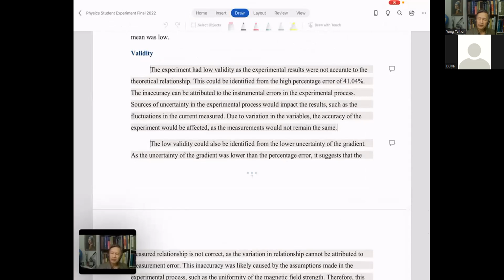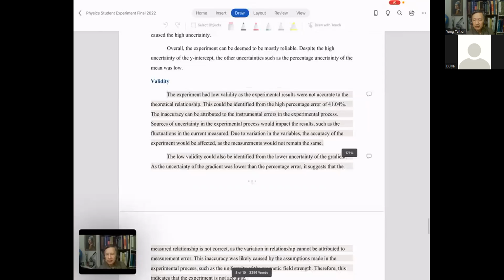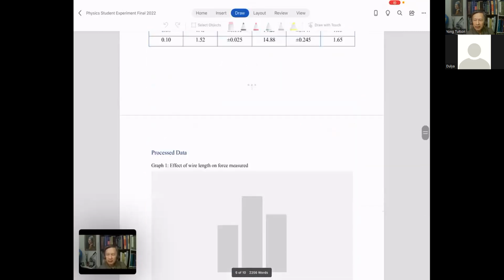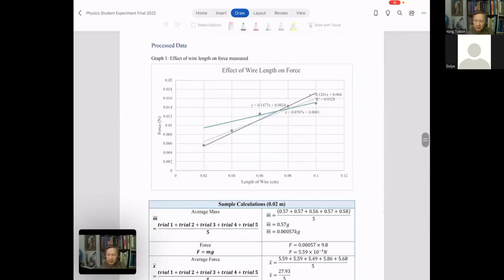Wow. My thing was, my data wasn't very valid. I noticed the graph is not very fitting. They got a different variation, right? The maximum and minimum are quite different. How could you get such a big percentage error? I don't think you should have that big.